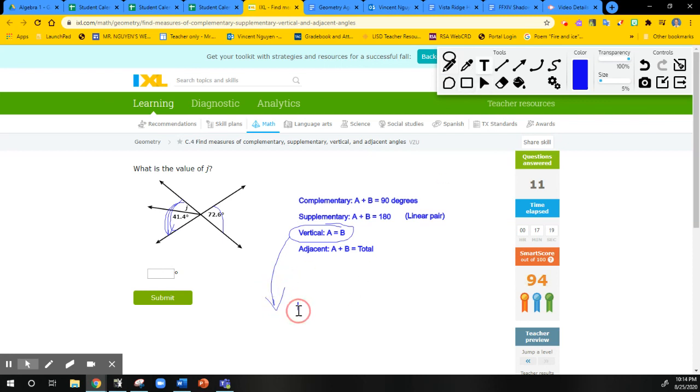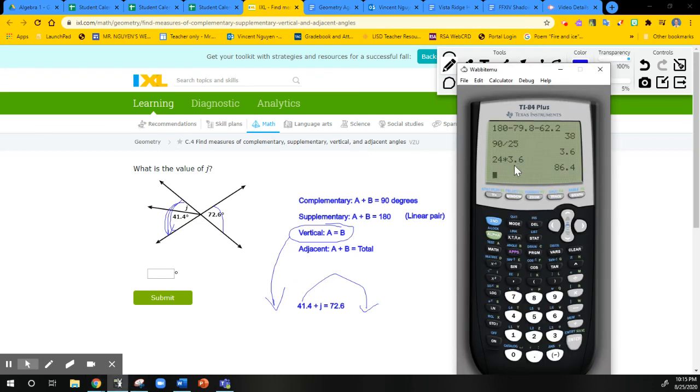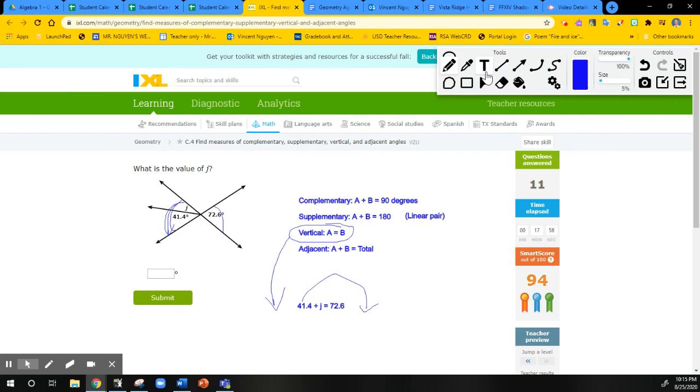So what is angle A? Well, angle A is 41.4 plus J. That's angle 1. And then angle B is 72.6. So now to find J, all I have to do is subtract away the 41.4. So I go to my calculator and do 72.6 minus 41.4, enter, and I got 31.2. 31.2 is the measure for angle J.